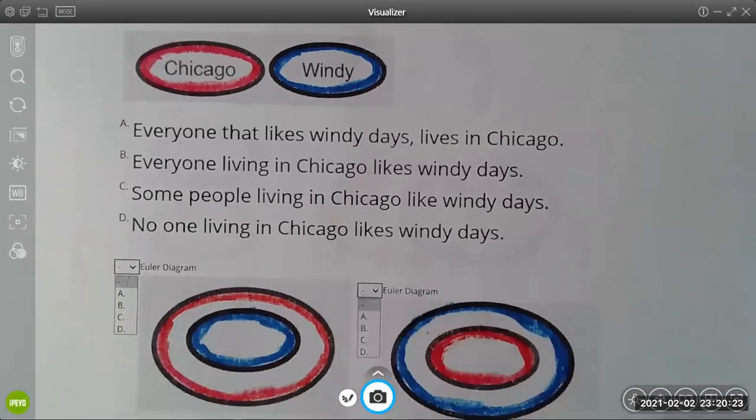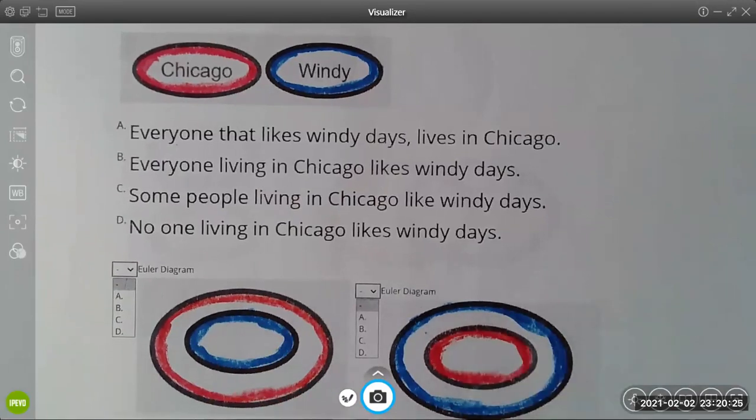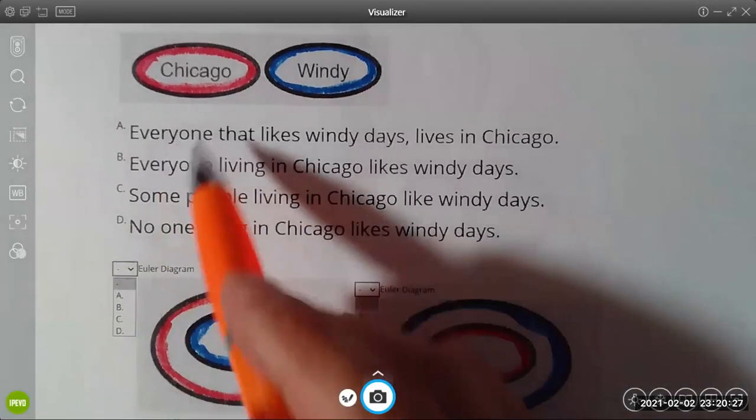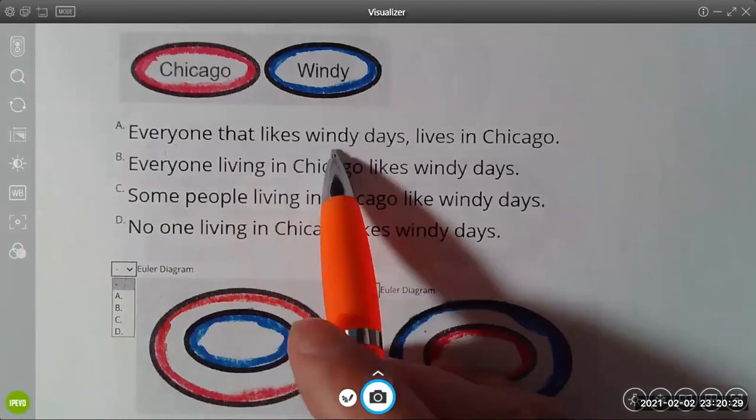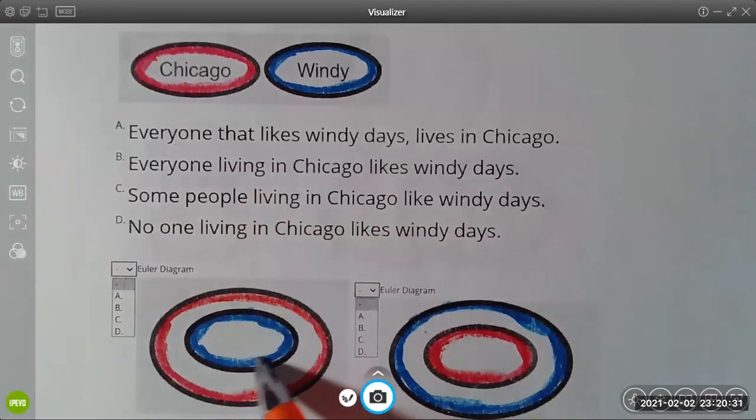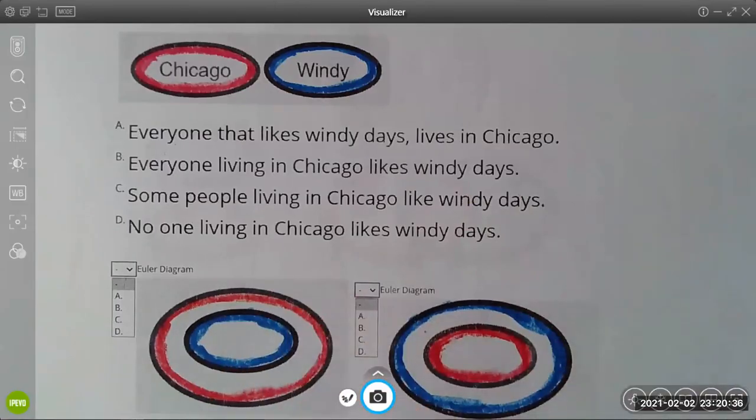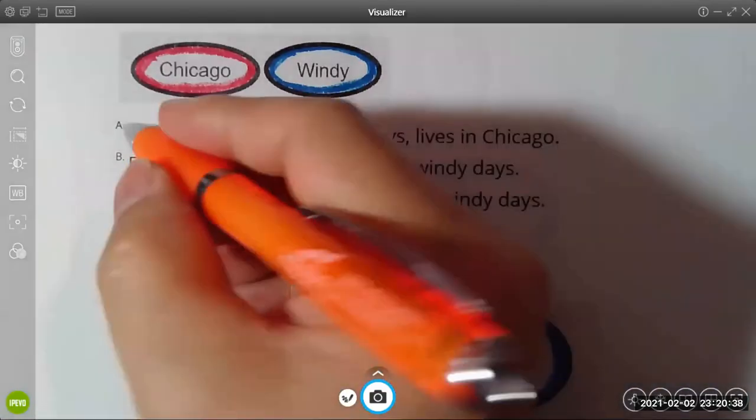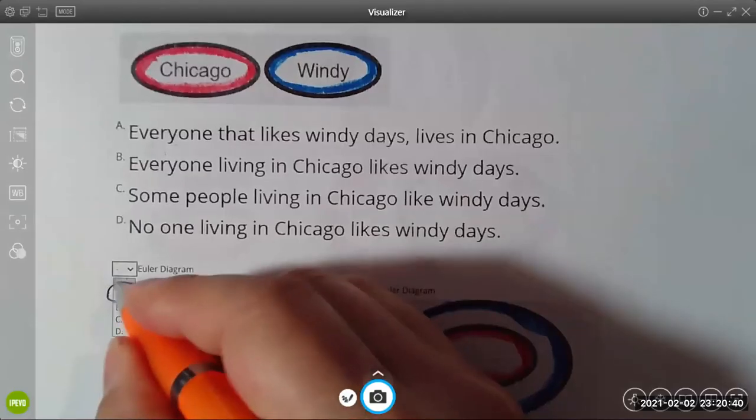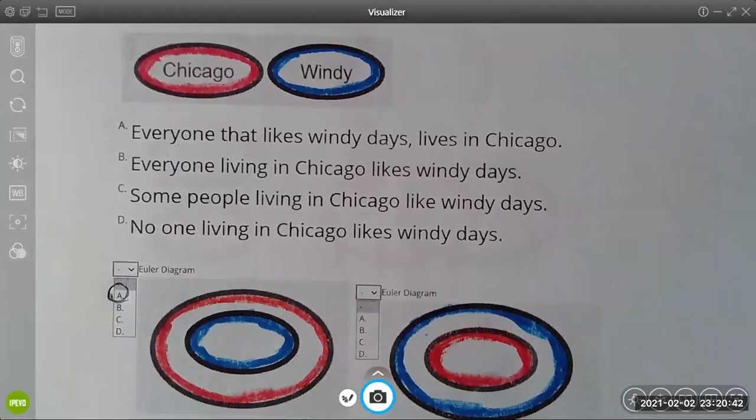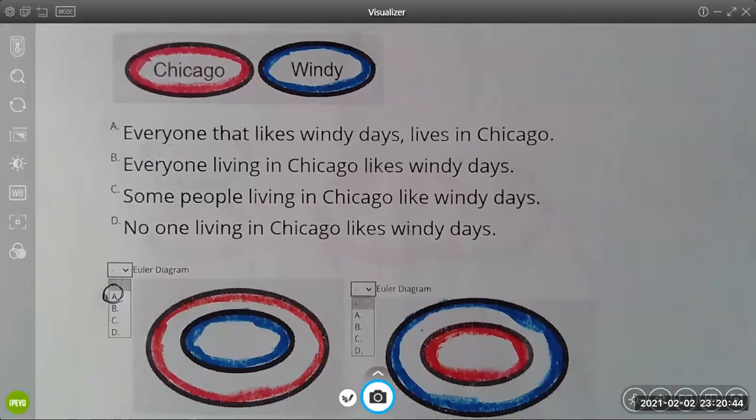Let's see which one is our answer. It has to start with something like all. Everyone means all. Everyone that likes windy days, that's blue. Everyone that likes windy days lives in Chicago. Yeah, that's right. They're all in Chicago. So in this case, A is the answer. You will choose A from the drop menu on your homework. So we get the first one.